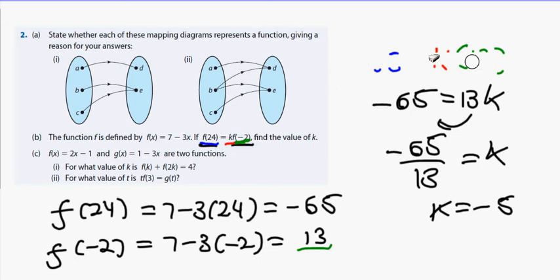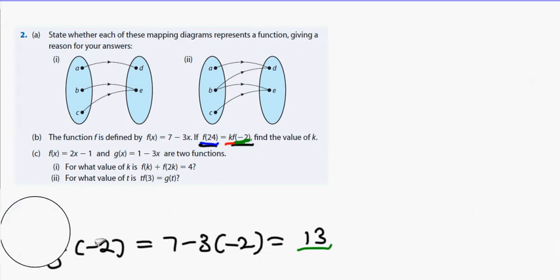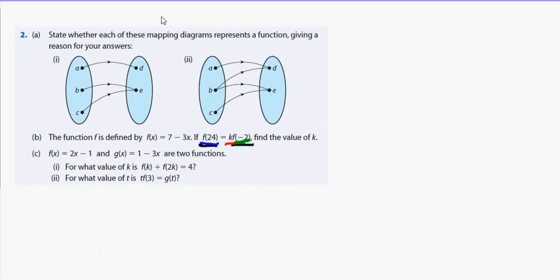We're going to do 2c now. 2c. The function f of x equals 2x minus 1 and g of x is 1 minus 3x are two functions. Find the value of k if f of k plus f of 2k is 4.